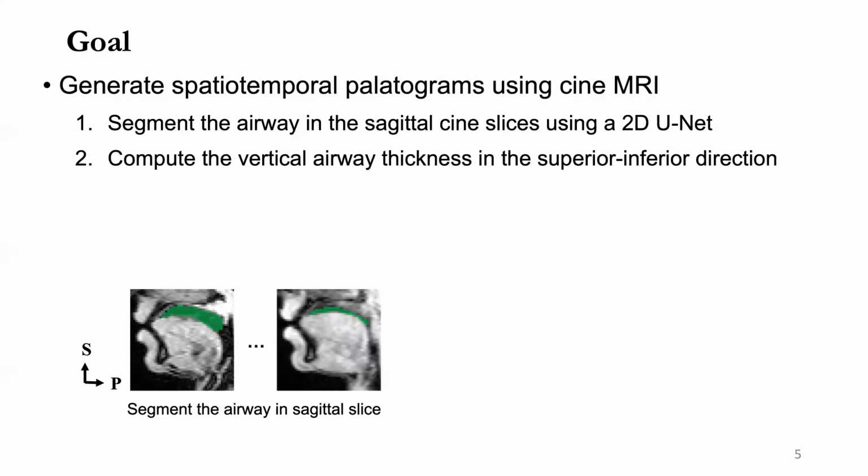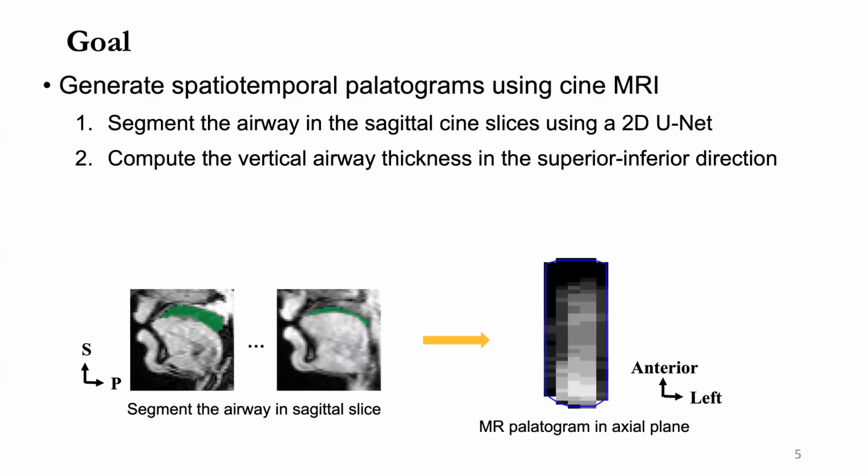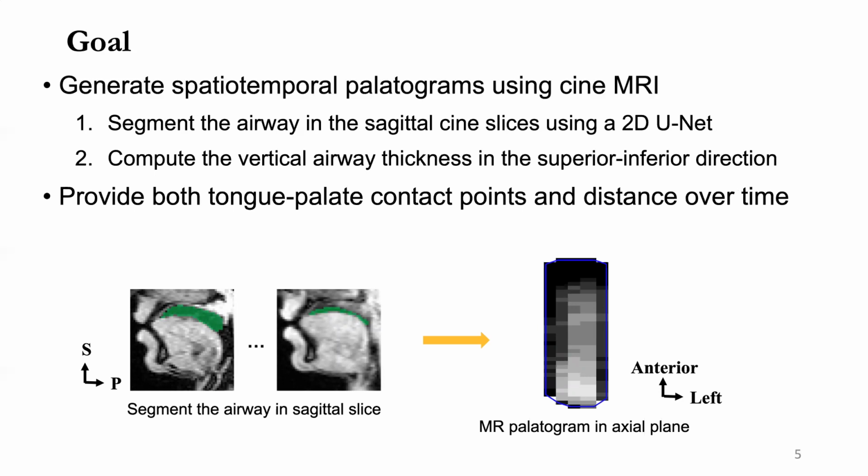By repeating these two steps in all time frames, we can generate a series of MR palatograms. The proposed method provides both tongue-palate contact points and distance over time during speech. The thickness values in the MR palatograms provide tongue-to-palate distance, and zero thickness indicates a contact point.